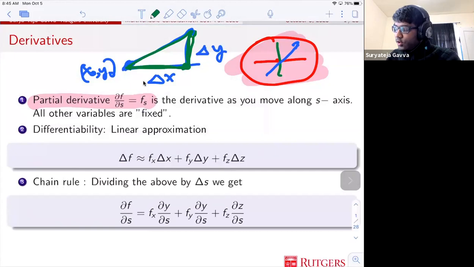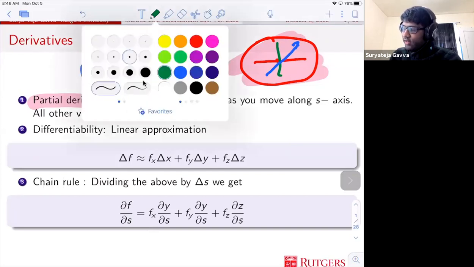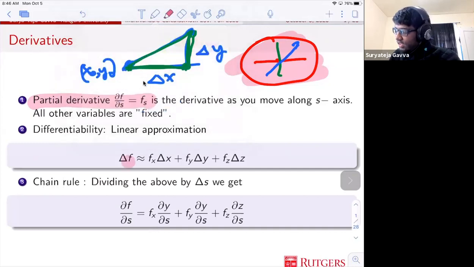The change when you move along x, by definition, is nothing but fx delta x, because fx gives you the rate of change. So fx delta x gives you the change as you move the delta x distance. Similarly, fy delta y gives you the change if you move delta y distance along the y-axis. If you add them together, the change in f is nothing but fx delta x plus fy delta y. This is really the main idea. In general, if you have more variables, you have fz delta z, and so on.